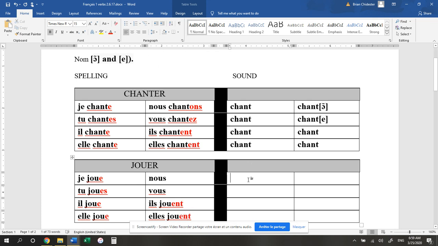And that means that the sounds come out joue, joue, joue, joue. In the nous and the vous, nous jouons, vous jouez. Now our endings here are the ONS and the EZ. This means that we're going to have jouons with the on sound and jouez with the ay sound.